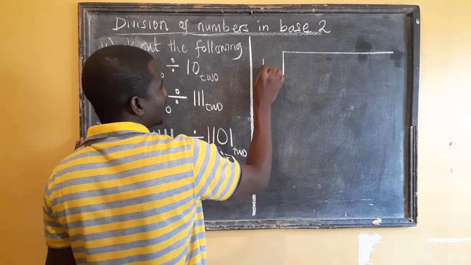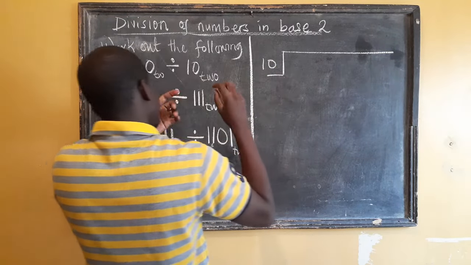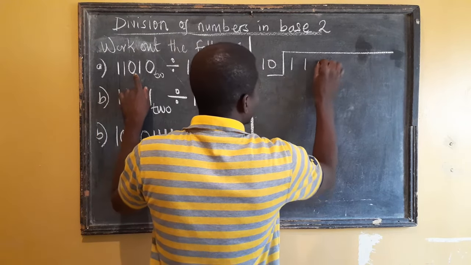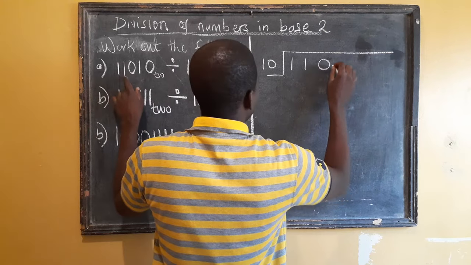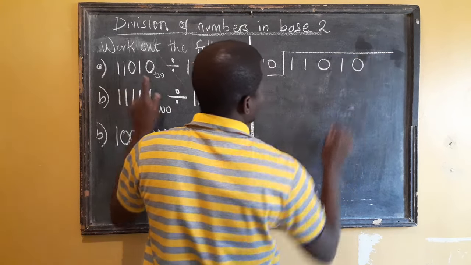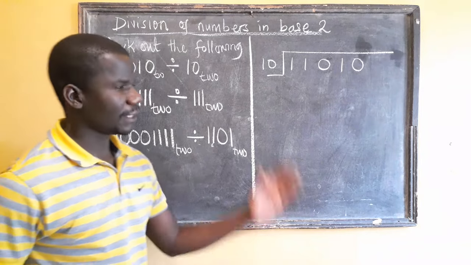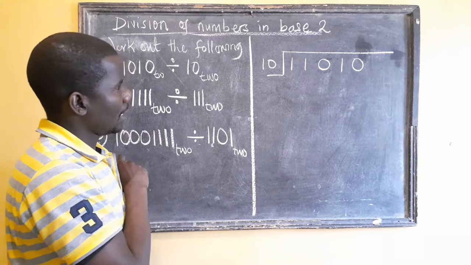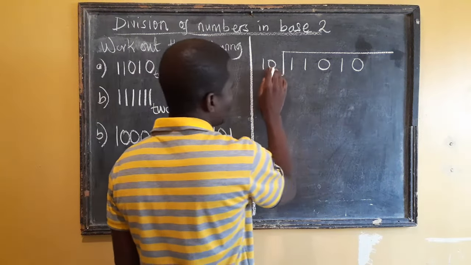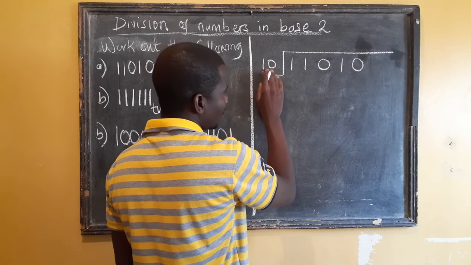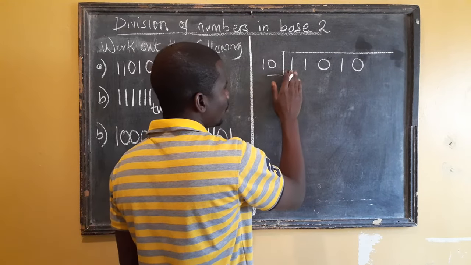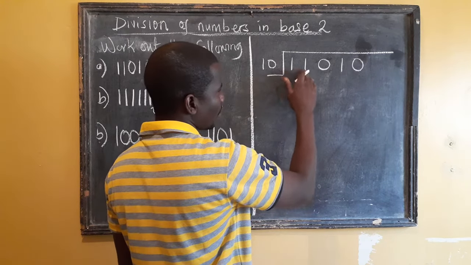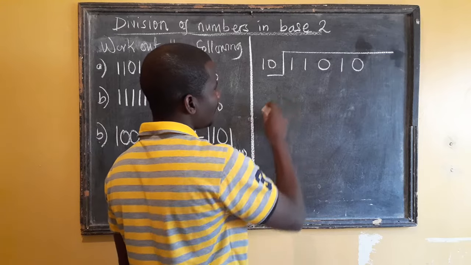Okay, so we have our 10. It's even wrong to read it as 10 because we have numbers that are in base 2. We're dealing with base 2. So 10, can it go into 1? The answer is no. Can it go into 11? The answer is yes. 10 into 11 in base 2, yes. How many times? It's 1.